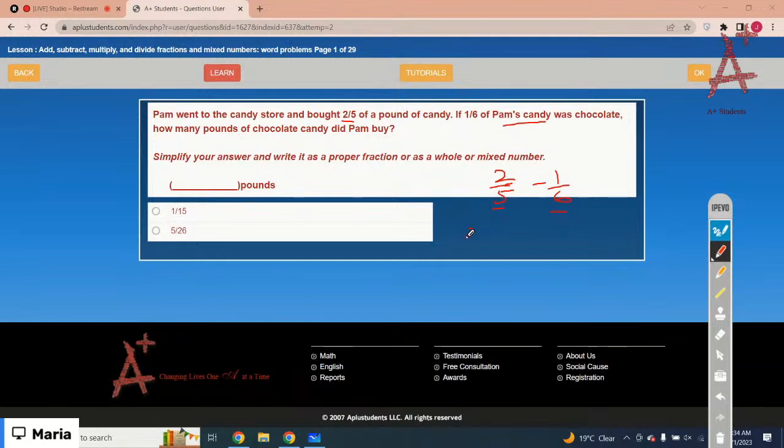You have to make both the denominators equal 30. Got it? 5 times 6 is 30, so multiply this one by 6. And 6 times 5 is 30, so multiply this one by 5. It would be 6 times 2 is 12 and 6 times 5 is 30. 5 times 1 is 5 and 5 times 6 is 30. Now they have like denominators. Just subtract their numerators. So it would be 7/30.